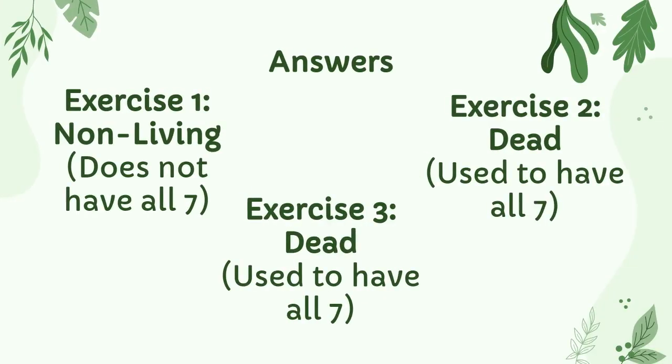And here's our answers. Exercise 1, non-living. It does not have all 7 of them. Exercise 2, it used to have all 7 of them. And exercise 3, it used to have all 7 of them. So we have the non-living, dead, and dead. I hope you understand. If you don't, I would really encourage you to go back and get through the characteristics one by one and explain to yourself why this item used to or does have these characteristics or just never did.